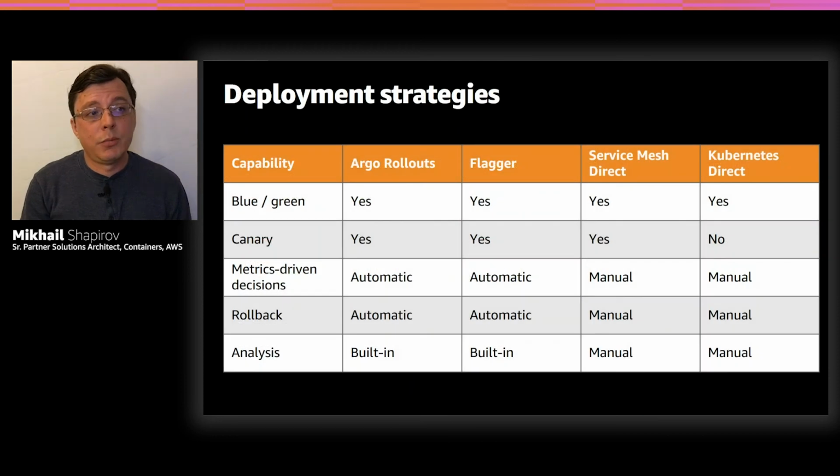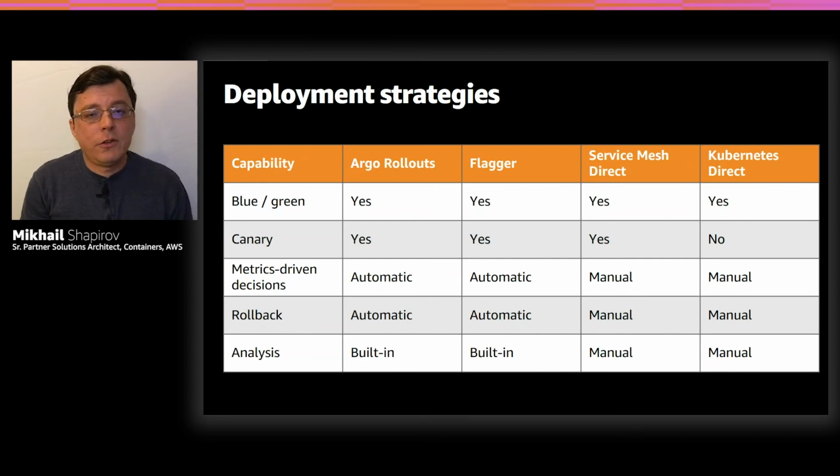let's move on to the deployment strategies, or effectively tools for progressive delivery. It's a very broad topic, and there's not much time to really cover it in detail, but I wanted to highlight some research that I made on my own with respect to the tool selection that is available to you. We're going to compare Argo Rollouts, Flagger, and then Service Mesh Direct and Kubernetes Direct. Now, practically, what do we want to achieve? We want to let developers have blue-green or canary deployments, metrics-driven decisions. They need to have rollback capabilities and maybe some analysis built in.